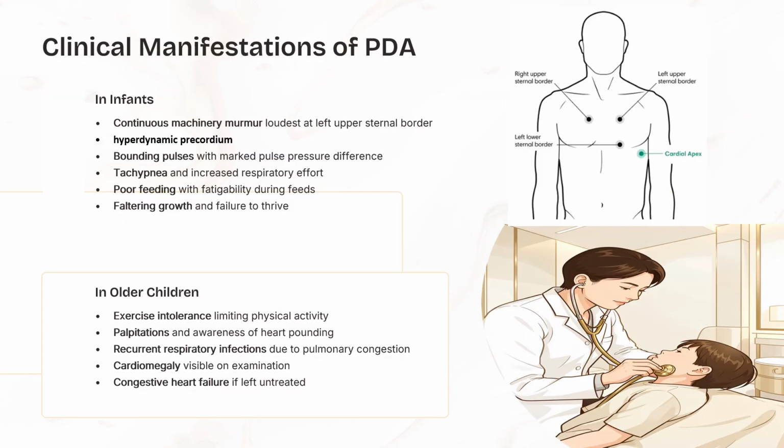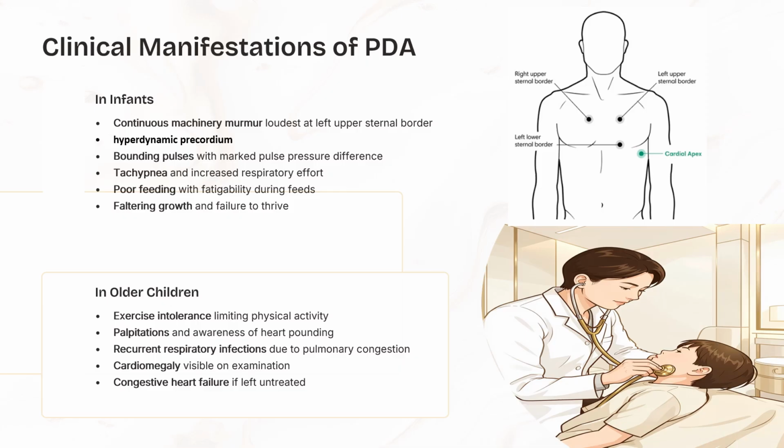Next, I would like to discuss the clinical manifestations of PDA. In an infant, we can hear a continuous machinery murmur, especially at the left upper sternal border. Hyperdynamic precordium we can also see. It is a clinical finding characterized by forceful, high amplitude and fast acting heart impulses on the chest wall. Then the third important manifestation is bounding pulses.